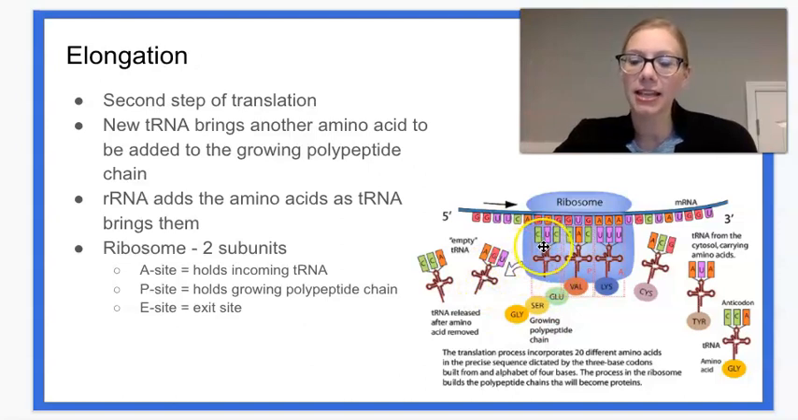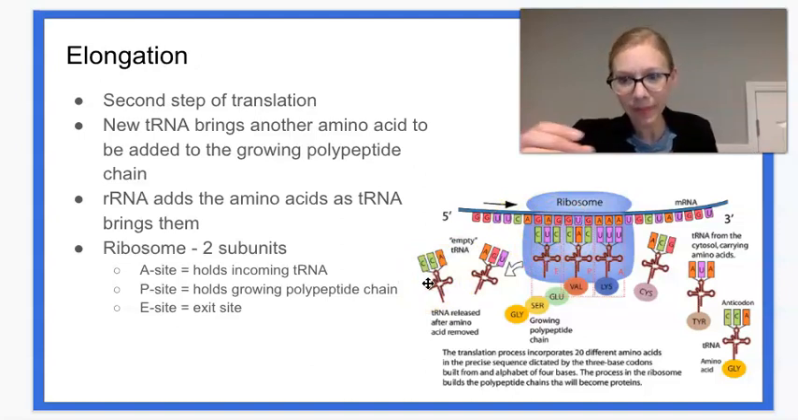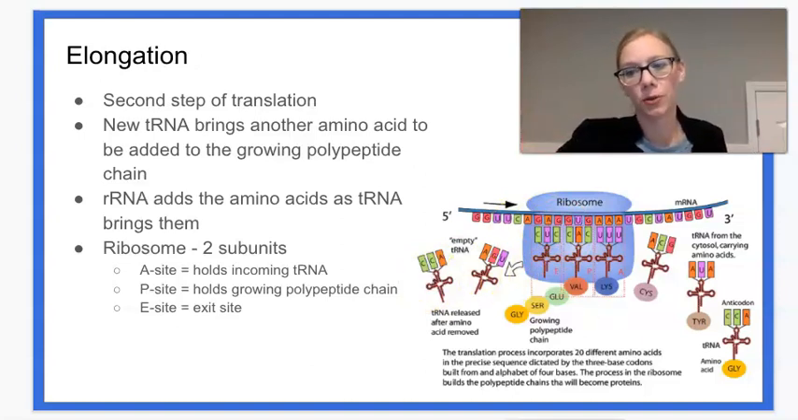Remember, my tRNA has the anticodon that matches, and it's going to release and leave after the amino acid has been added onto your growing polypeptide chain. So it moves kind of down like a conveyor belt would. And we just keep adding to this polypeptide chain at the ribosome until we reach our stop codon. Oh, and the mRNA adds the amino acids as the tRNA brings them in. So it's kind of like a matching piece there too.